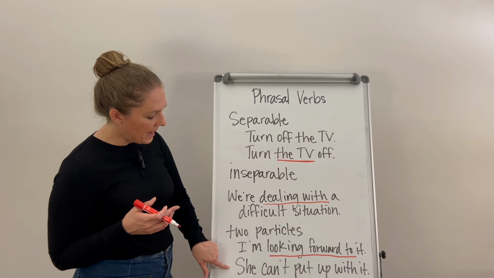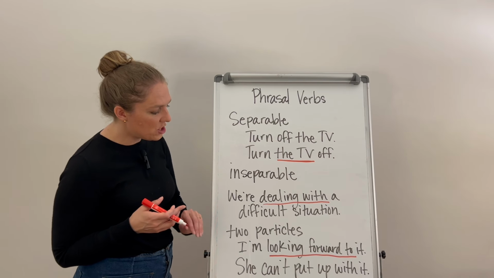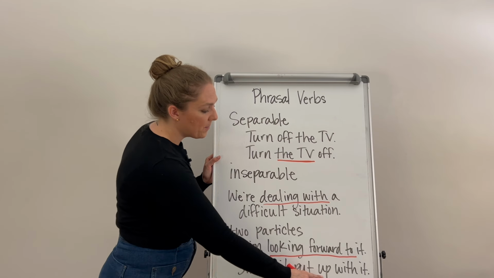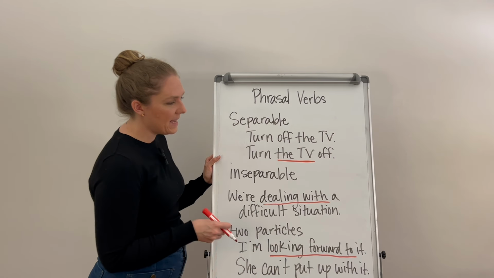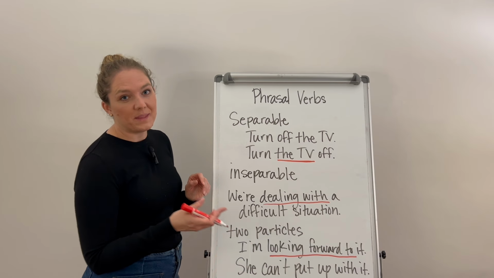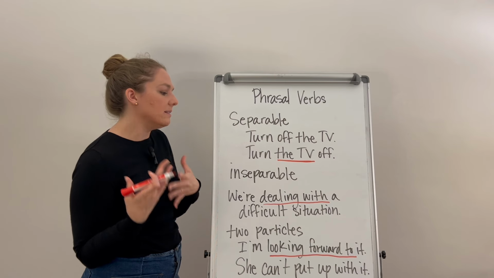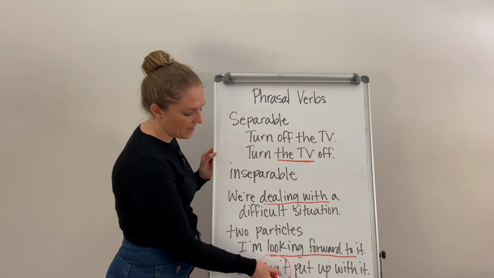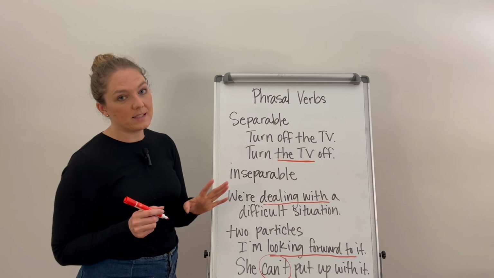The second example I have is she can't put up with it. So here we have put up with, and that is the phrasal verb. It has two particles, up and with. Put up with means that you are allowing something to happen, or in this case, because it is negative with the can't, not allowing something to happen.